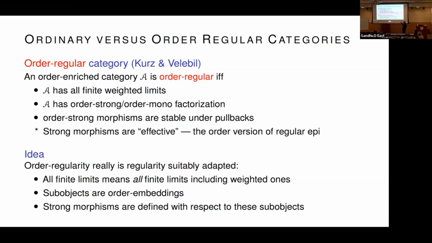You also have a strong mono factorization system, but you have to interpret strong and mono in the ordered setting. But once you do that, it's exactly the same definition. And once again, the strong morphisms are the ones that need to be stable under pullback. And strong morphisms are effective. Don't worry about that. That's a little technicality. But basically, it's saying that strong morphisms are the same things as regular epis in the ordered set.